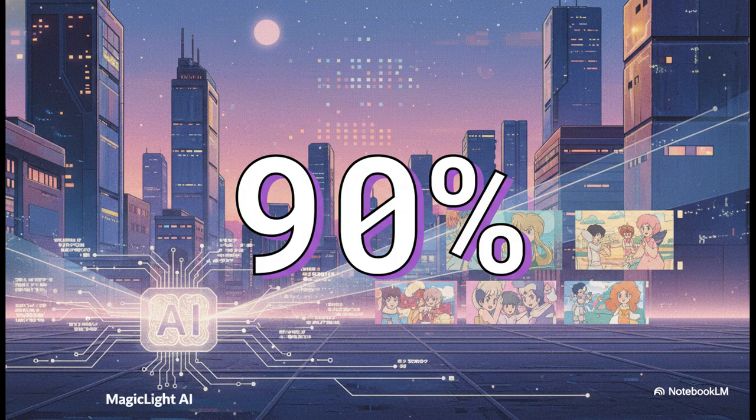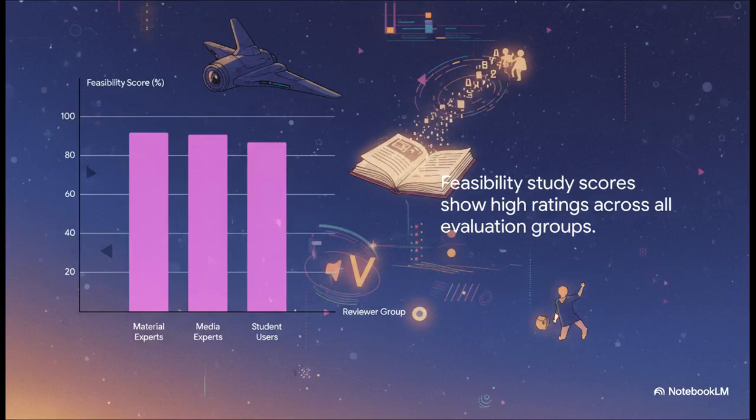That's huge. Now, to back this up with some numbers, there was actually a research study that looked at using this platform for education, and the results were pretty impressive. It got really high feasibility scores, which basically means people thought it worked well and was easy to use. We're talking 92% from material experts, 91% from media experts, and even 87% from students. So yeah, people seem to think it's both powerful and easy to get the hang of.